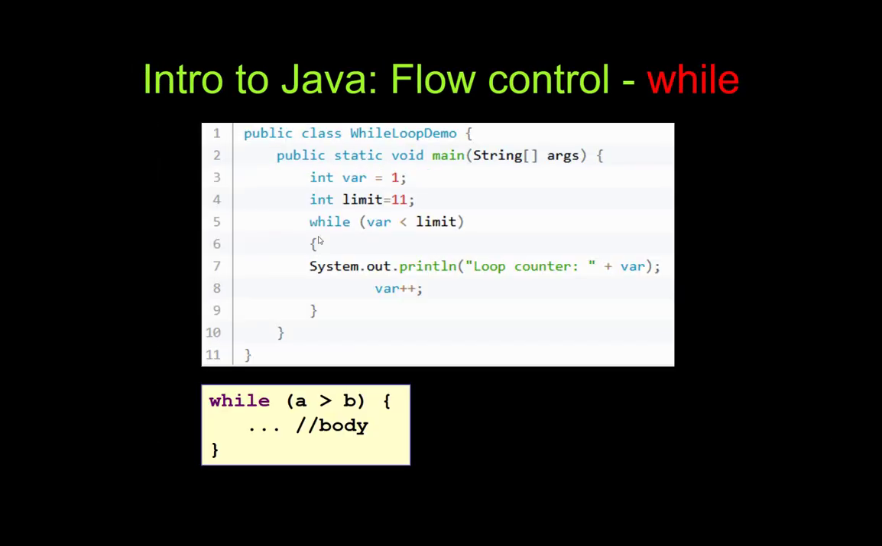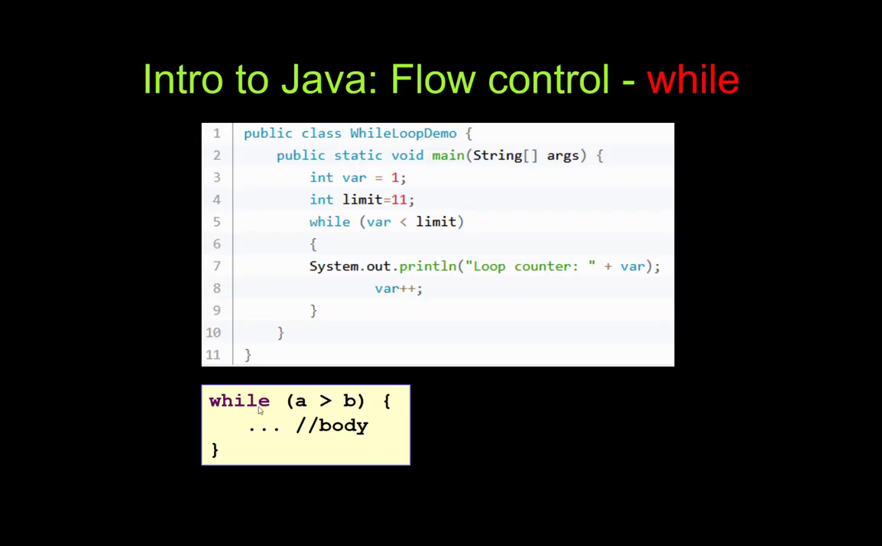Here is the while statement to repeat a body of statements as long as the condition here is true. For our example, var starts with 1 and it's incremented by 1 at the end of each loop, and the print statement is to print the loop count with the var number. So the print statement is carried out until var reaches 11. At that time 11 is no longer less than 11, which is the limit. It will then quit the while loop. So the print statement is done 10 times in total.